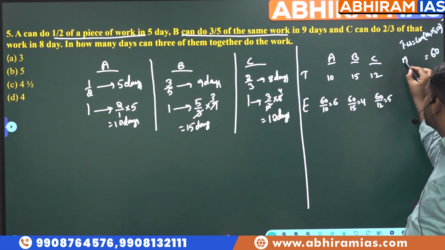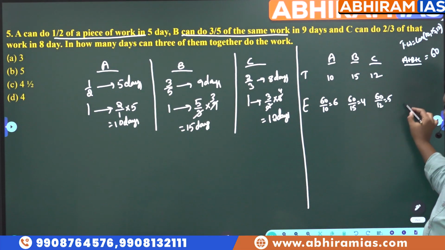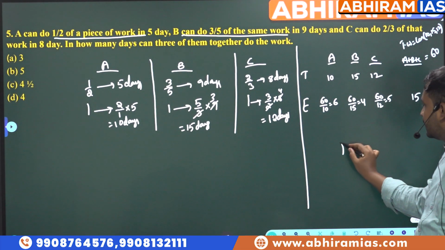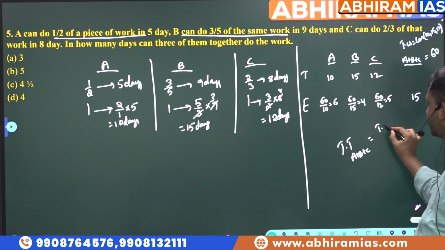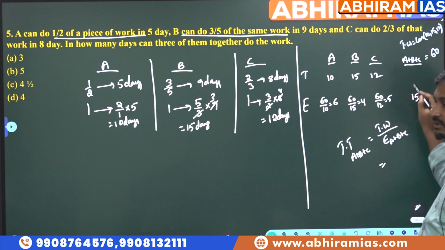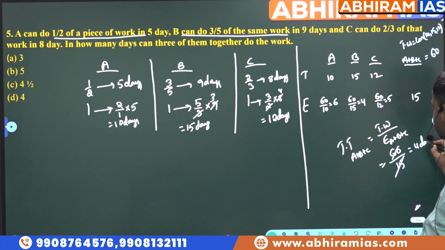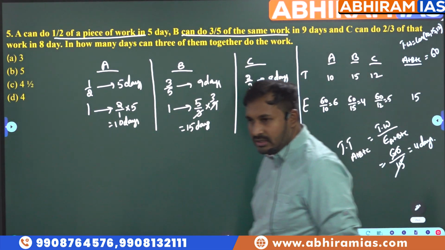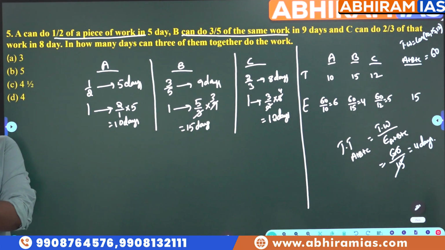Now they are working together, right? A, B and C. What is their combined efficiency, students? 15. So now time taken by A, B and C all the three together will become total work by efficiency of A, B and C. What is my total work here? 60. And what is their combined efficiency? 15. So that means they can finish the job in how many days? 4 days. Working together, all the three together can finish the job in 4 days. Please note down this one.